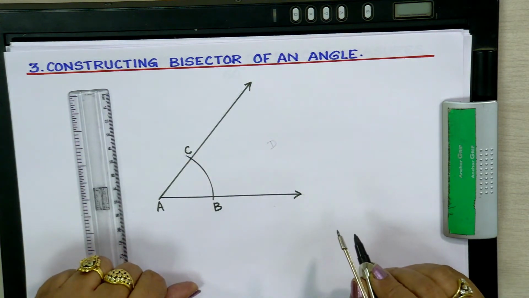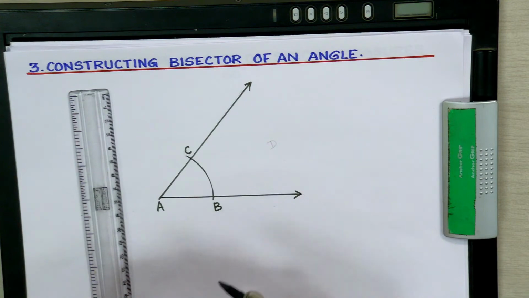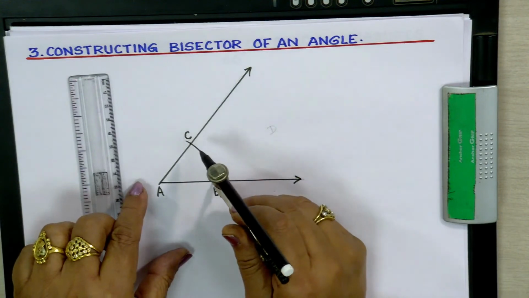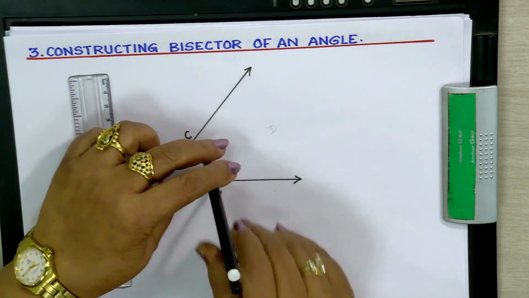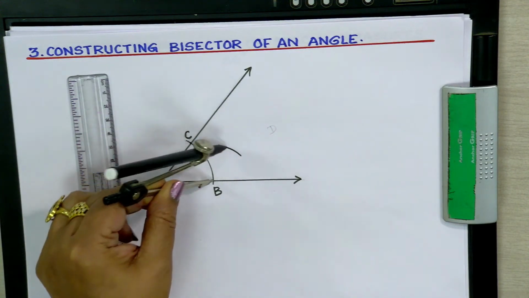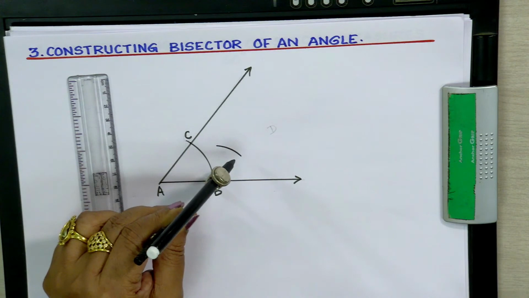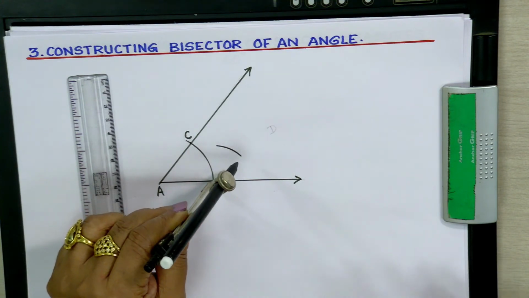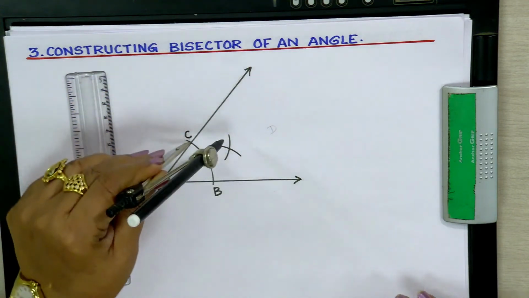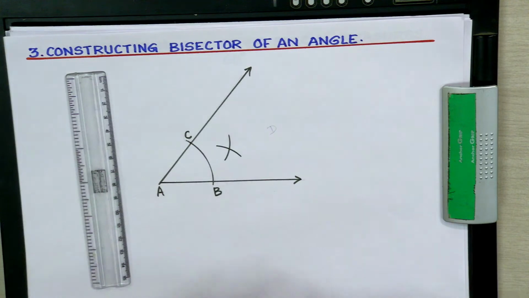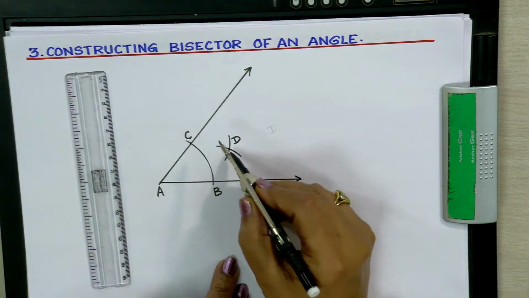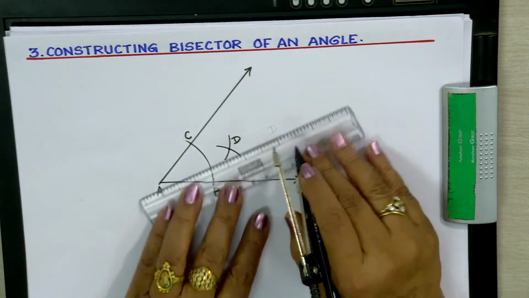Now see very carefully. What we have to do is take more than half the width of BC. That means I will be taking more than half and I will be cutting two arcs in this manner. See here. And without changing the radius, children, you place this pointer on C and cut this previous arc. Then name this point as D. Now let us join A and D.